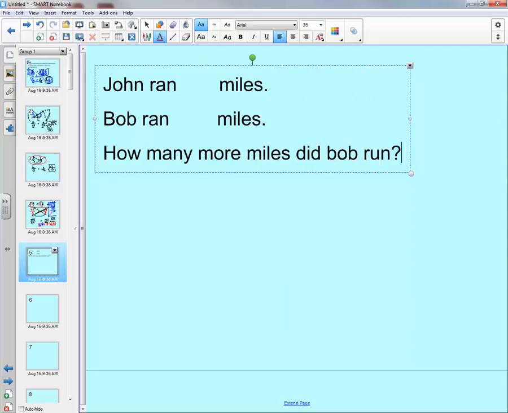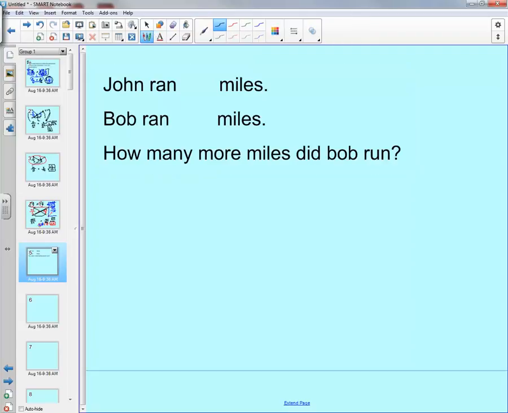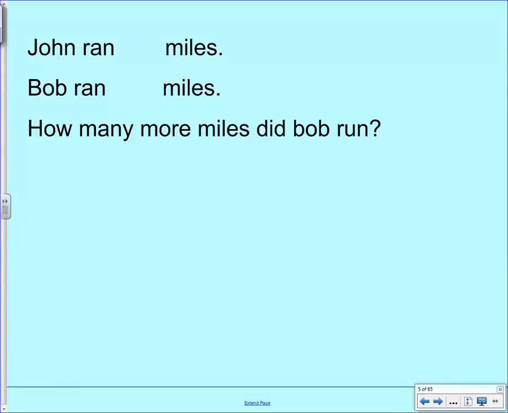All right, so they set it up for us to already see that this is going to be a subtraction or a difference problem, because it says how many more, right? I need to know how many more he ran than somebody else. As I plug these in, this is 12 and 7/8 miles, and 14 and 3/4 miles. All right, so we already know Bob ran more because 14 is bigger than 12, right? That's common sense.